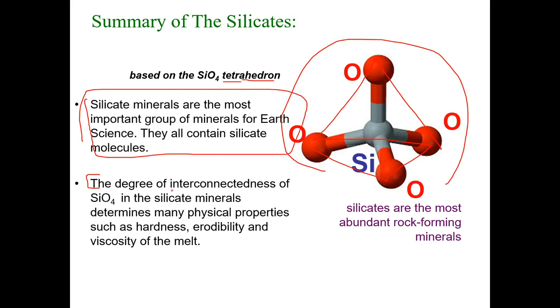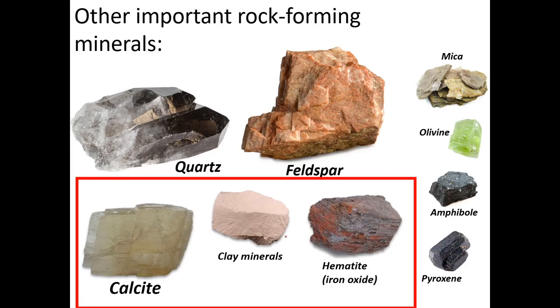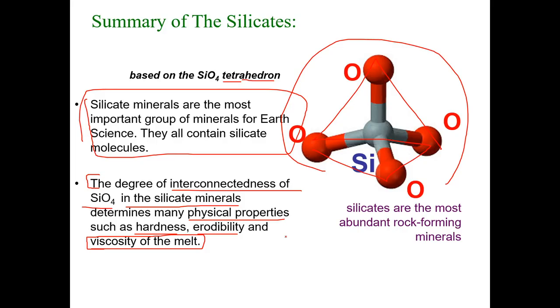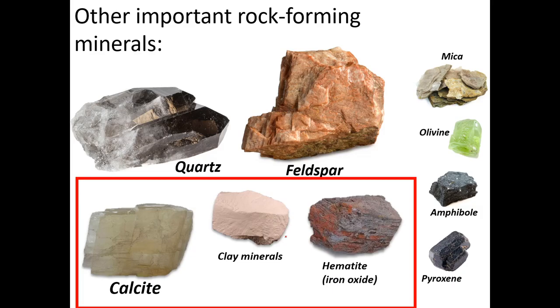That degree of interconnectedness of the SiO4 silicate molecules in silicate minerals is very important. It determines many physical properties such as hardness, erodibility, and also the viscosity of the melt when these minerals do melt. Okay, so you're going to see that an olivine-rich melt is going to be much less viscous than a quartz-rich melt. Okay, which has a lot of implications too. It's going to determine how fast that melt moves, how explosive it is, all these different things. So it's all connected to this.